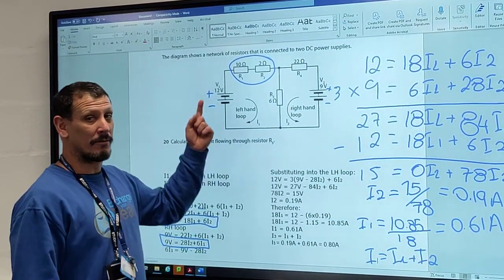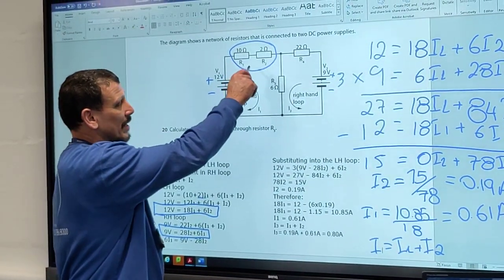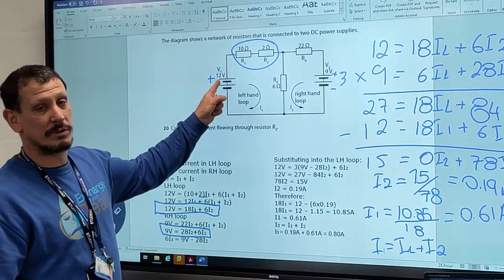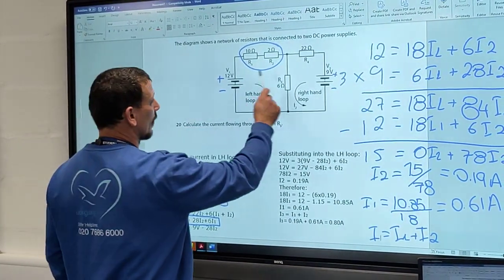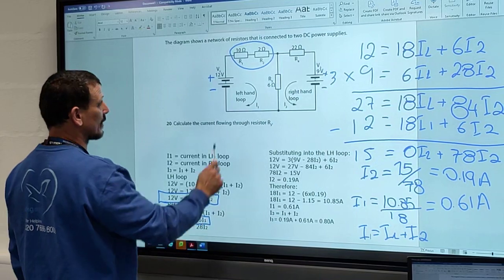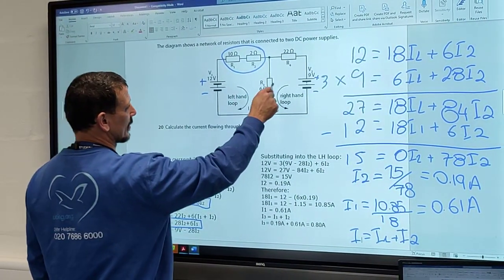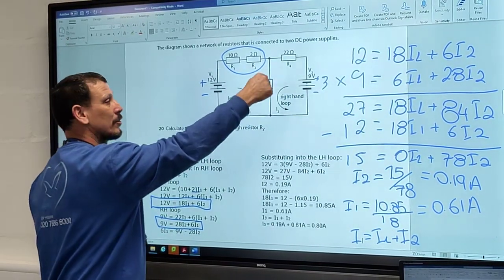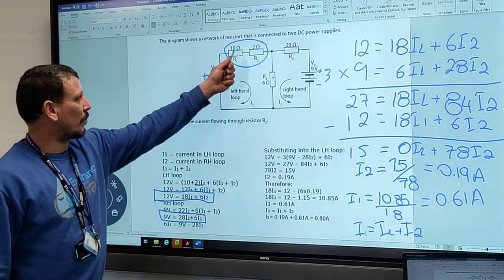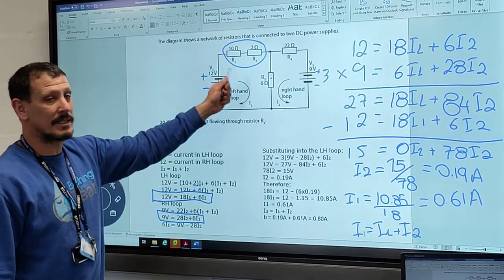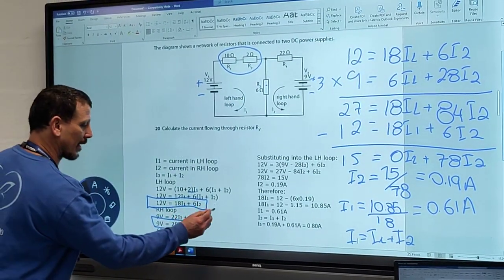By Ohm's law, we know that voltage equals current times resistance. So these resistors times current I1 will equal the voltage. So we're going to analyze this and say that 12 volts equals (10 plus 2) 18 I1 plus 6 I1 plus 6 I2, which is the interference of I2 in this specific resistor. As we do the summation of 10 plus 2 plus 6, you get 18 I1 plus 6 I2. This is our first equation.